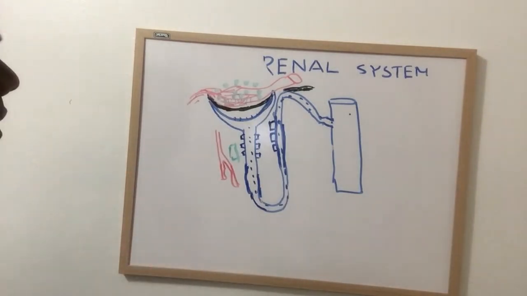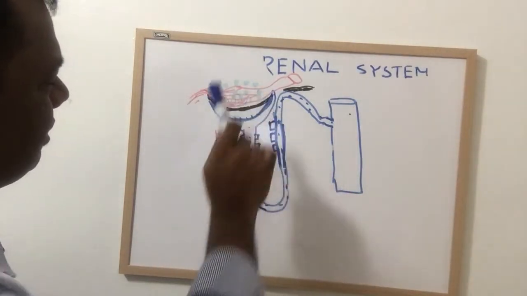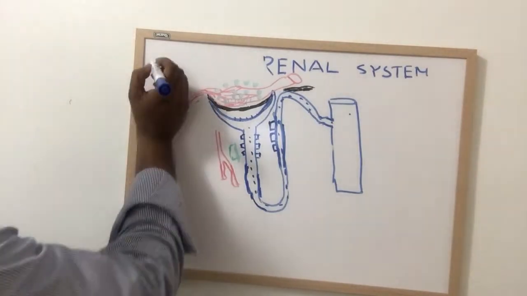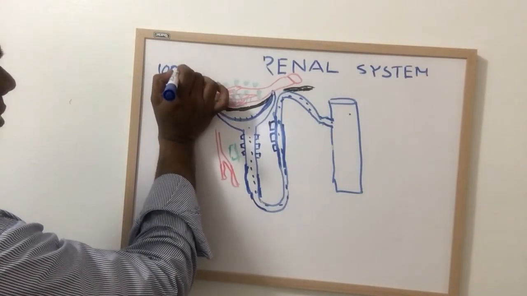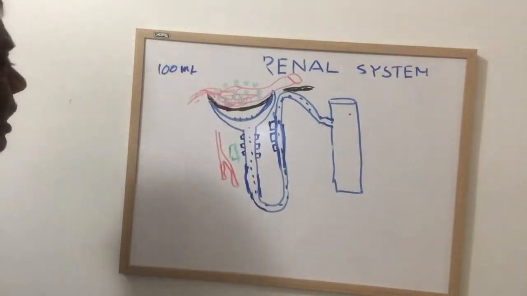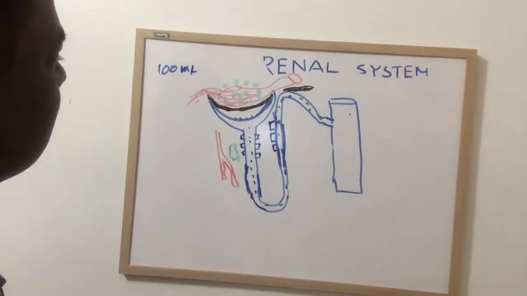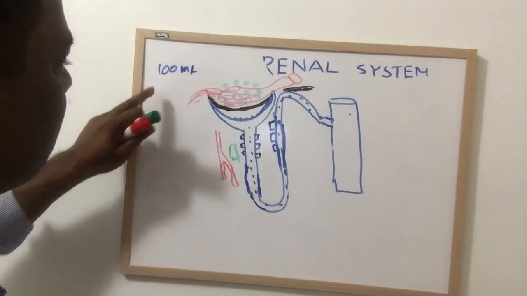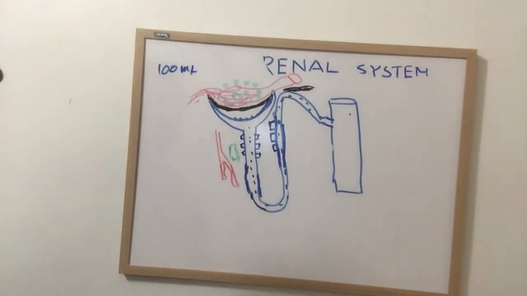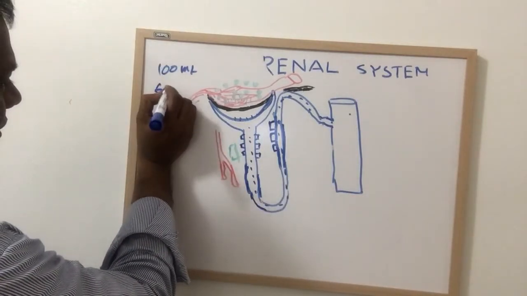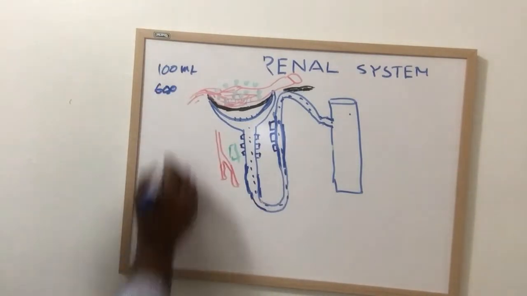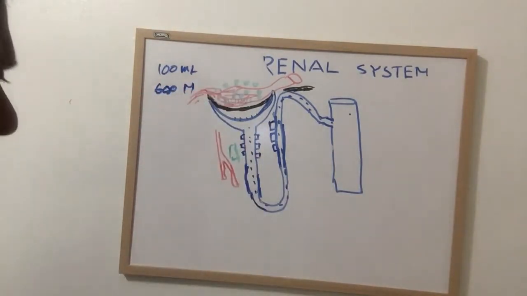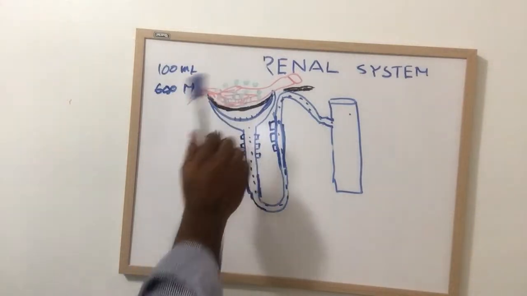Now let's see. Here 1 liter blood, 1000 ml, 60% is plasma and 40% is RBC. If we deduct 40% RBC, it remains 600 ml. So 600 ml plasma takes place for filtration.